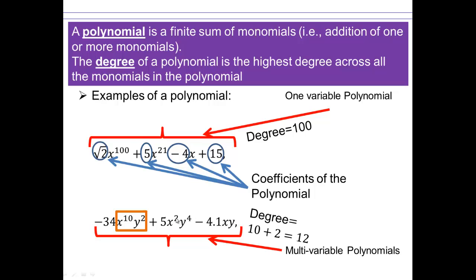The degree here is going to be 2 plus 4, 6. Here it's going to be 1 plus 1, 2. So the highest degree monomial is this one. And so the degree of this polynomial is going to be 12. The coefficients are negative 34, 5, and negative 4.1. Those are the coefficients of that polynomial.